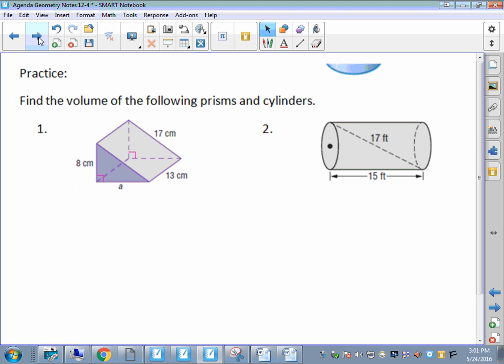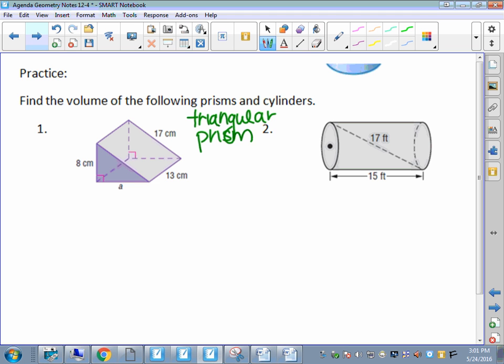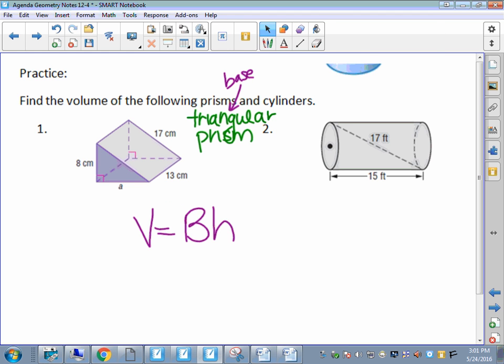So let's talk about problem number 1. First of all, it's a prism, right? What kind of prism is that? On the quiz, if I asked you to name that solid, that polyhedron, you would tell me that that was a triangular prism, which means what are the bases? Triangles, right? So when we do volume equals area of the base times the height, we've got to find the area of the base. Side problem, heads up.